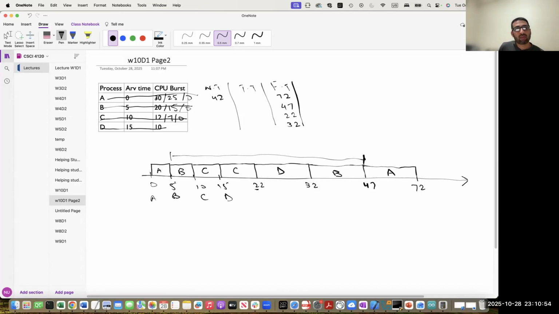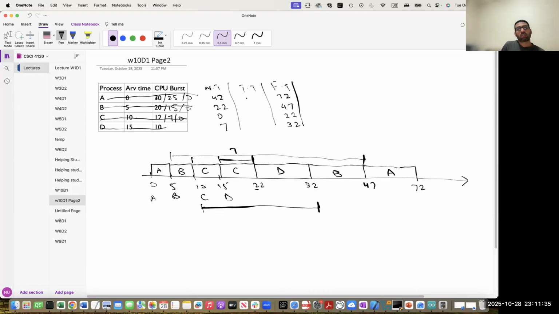B arrives at 5 and doesn't wait anything at first, but then it waits in this time period, so 32 minus 10 is 22. C arrives at 10 and doesn't wait anywhere, so its waiting time is 0. And then D arrives at 15, so it waits this time period, 22 minus 15, which is 7, and that's it.